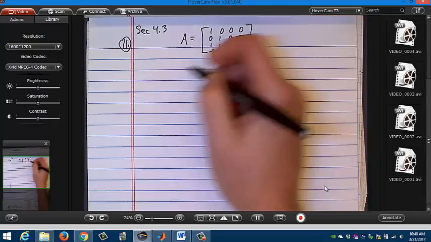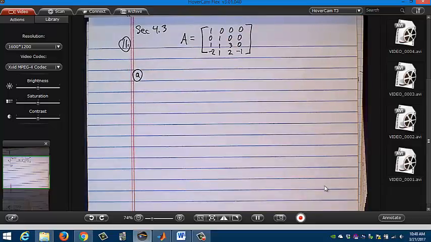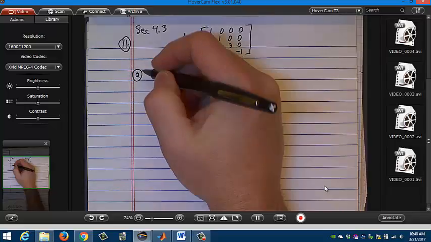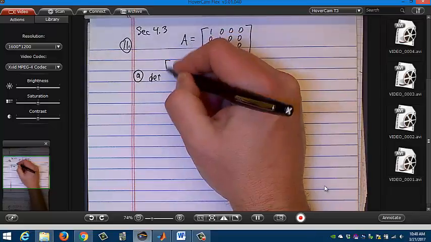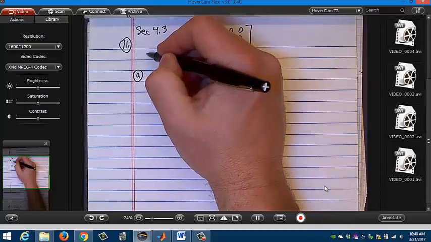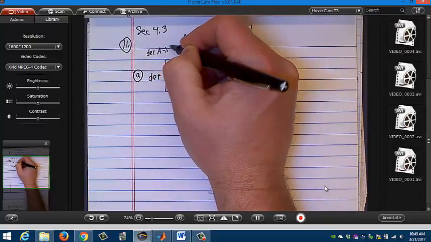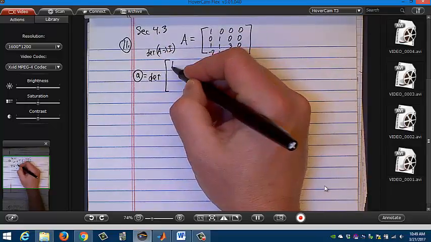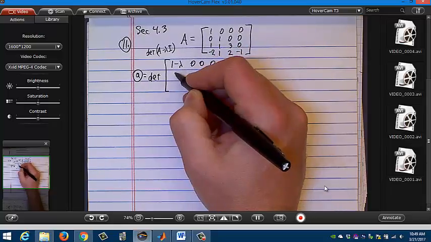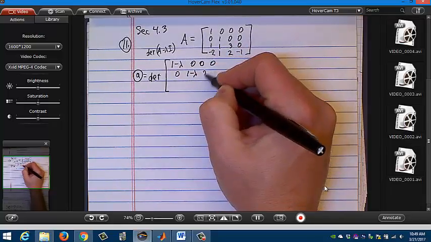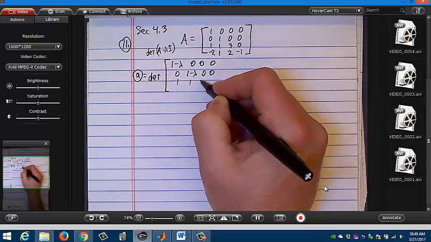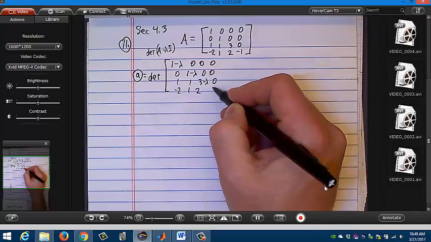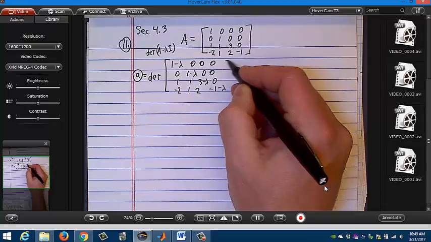And there are some different parts. Part A said, compute the characteristic polynomial. The characteristic polynomial, of course, is the determinant of A minus lambda I, which is the determinant of the matrix with rows 1 minus lambda, 0, 0, 0; 0, 1 minus lambda, 0, 0; 1, 1, 3 minus lambda, 0; negative 2, 1, 2, negative 1 minus lambda, right?